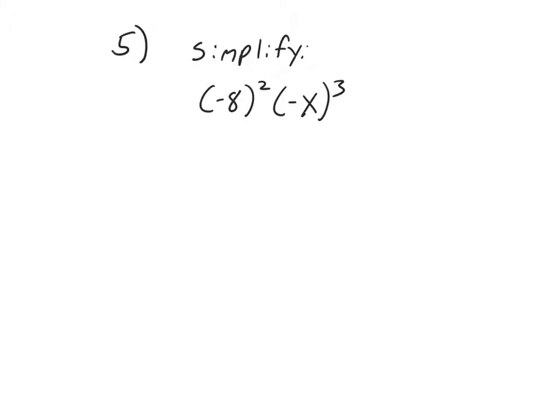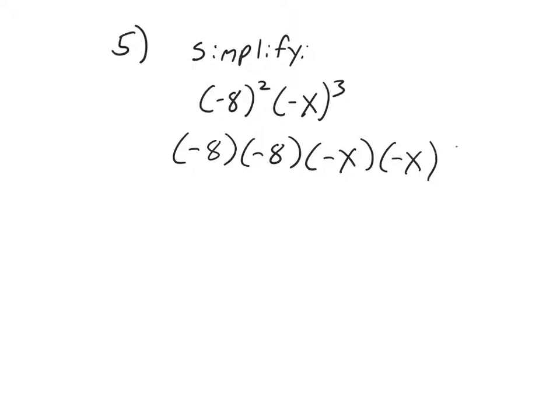On number 5, it's asking us to simplify negative 8 squared times negative x cubed. Alright, so for this one, let's go ahead and write it all out. So we have negative 8 times negative 8 times negative x times another negative x times another negative x. Okay, and the reason I'm writing this out is to kind of show you how this works.